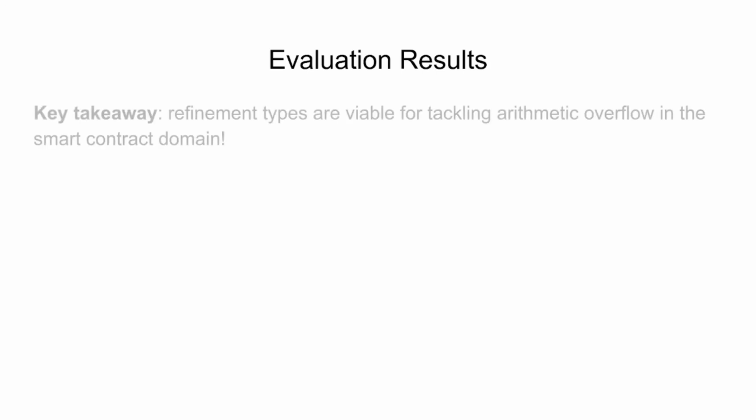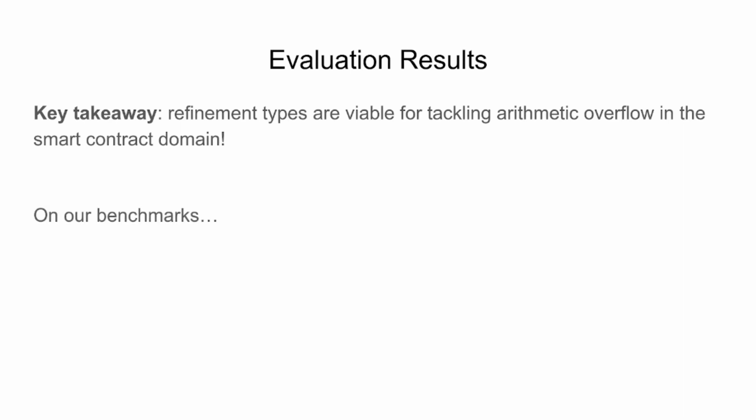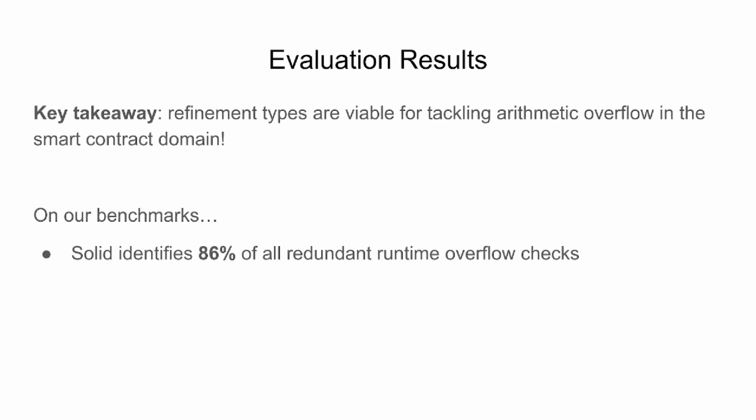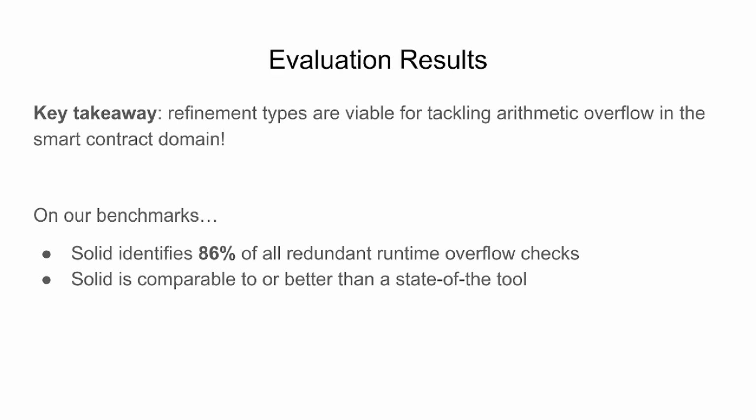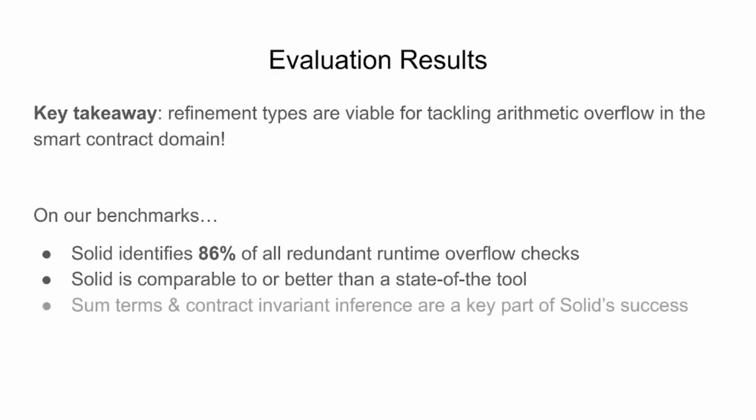Our evaluation shows that refinement types are viable for tackling arithmetic overflow in the smart contract domain. Solid is able to statically identify 86% of redundant runtime overflow checks. Furthermore, Solid is comparable to or better than a state-of-the-art automated verification tool in the measured metrics. Lastly, we also show that sum terms and contract invariant inference are important for proving overflow safety in the smart contract domain.